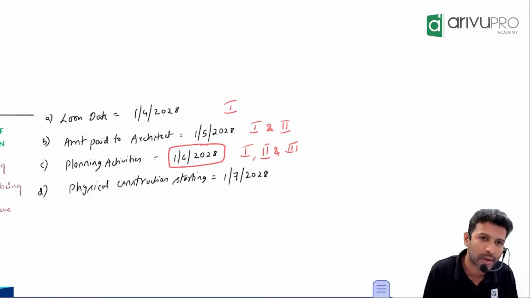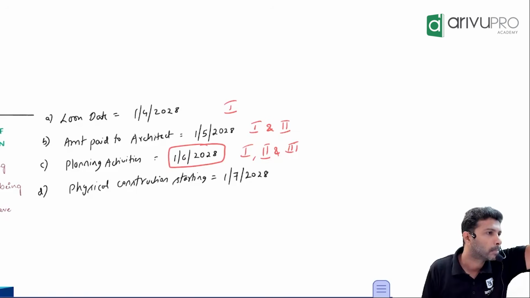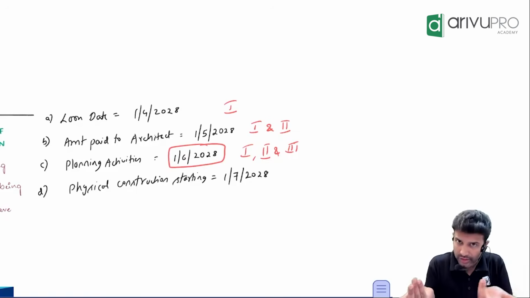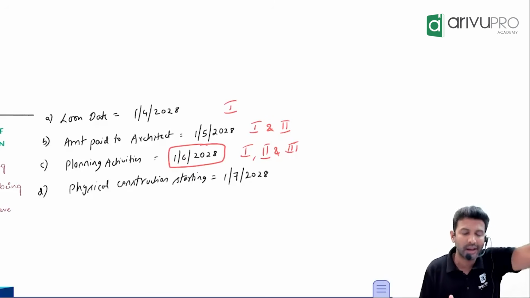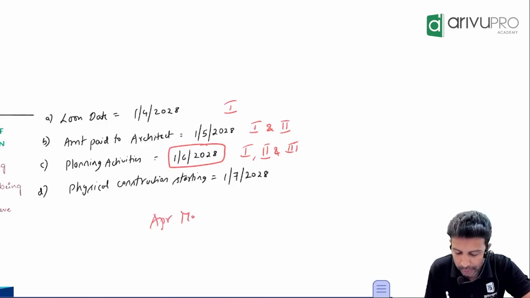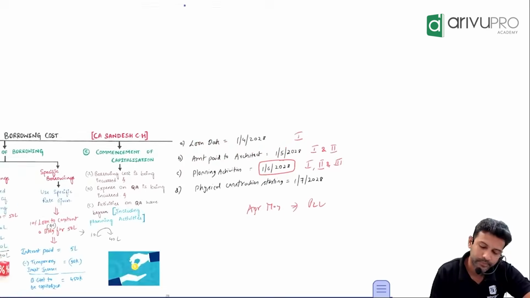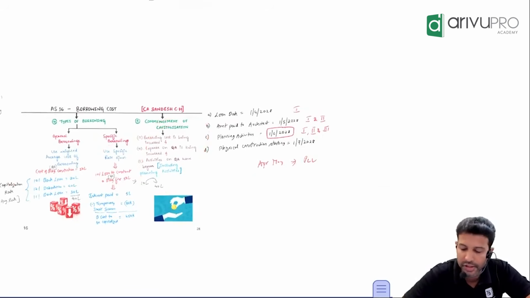Okay, in this example, what about April and May? For April and May interest, was the condition satisfied? No. So April and May interest, though you have paid it, where will it go? April and May interest will be transferred to P&L. It will not be capitalized. That's it about the commencement provision.